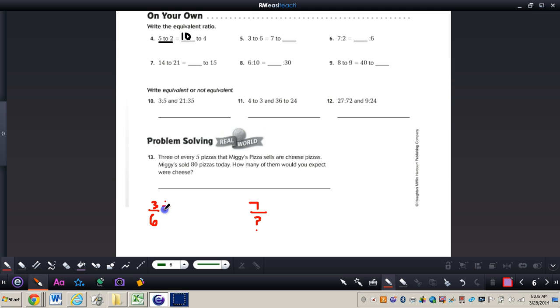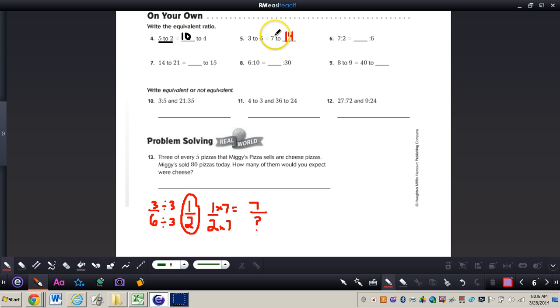So we know 3 to 6, we can divide both by 3, and that gives us 1/2. Now this is in simplest terms, and we want to take that 1/2 and try to make an equivalent fraction from that simplest terms to that 7 over something. So we think, what times what will give us 7? 1 times 7 will equal 7. So therefore 2 times 7 is going to be that missing denominator, that missing part of the ratio. So we have 7 to 14.